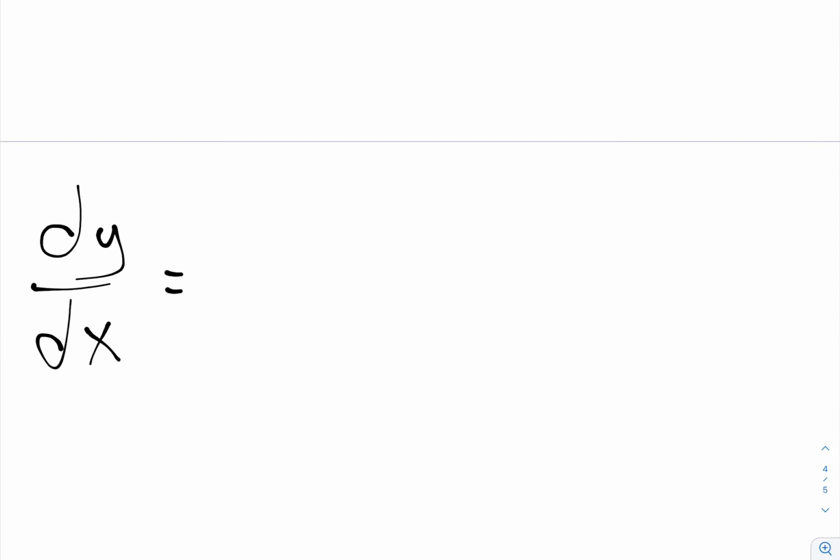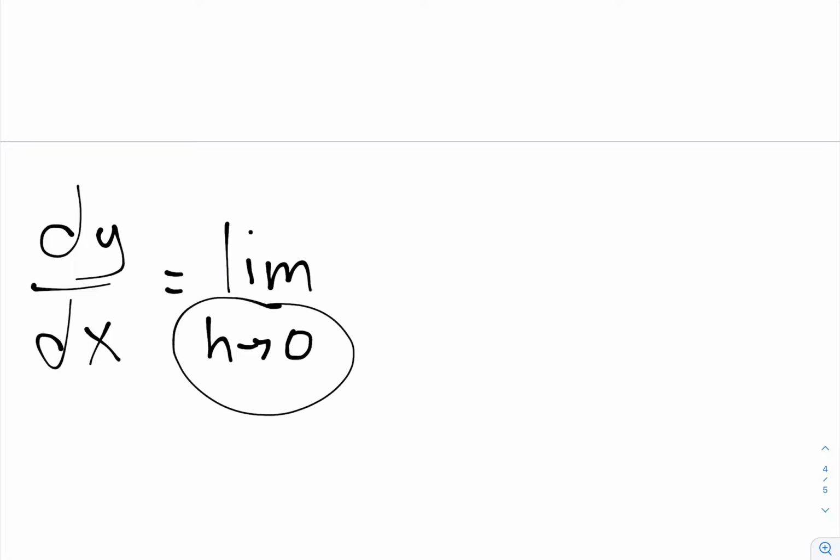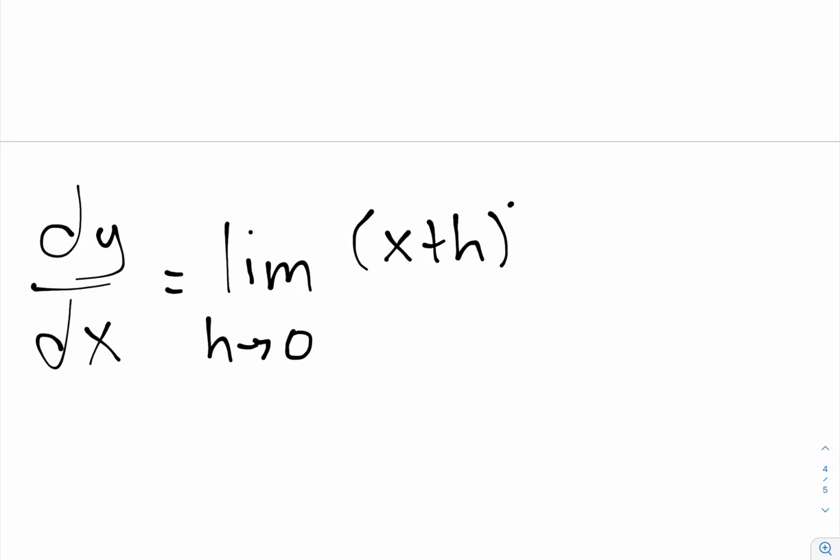So we're going to say that the derivative of y with respect to x is going to be the limit of the function as h gets closer to 0. This basically means as the change in x gets closer and closer to 0, close enough that we can basically say it is 0. So the limit of the function as h approaches 0, and the function is going to be x cubed, because our function was y equals x cubed.